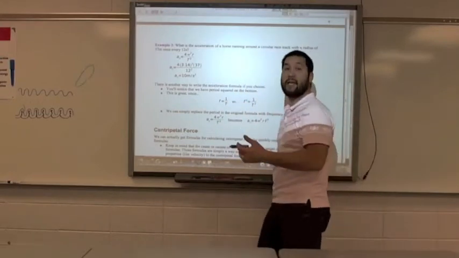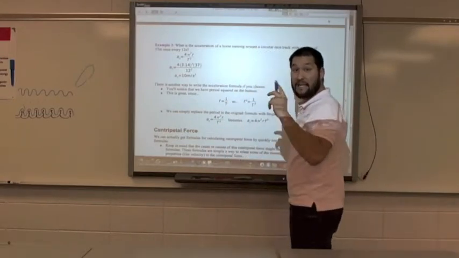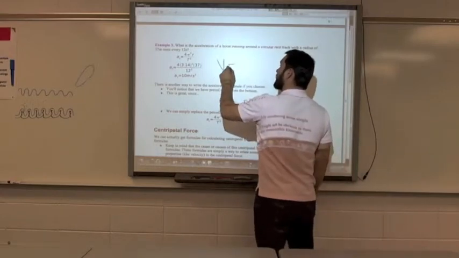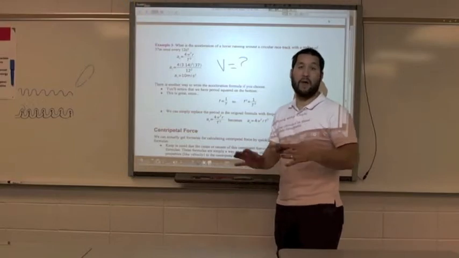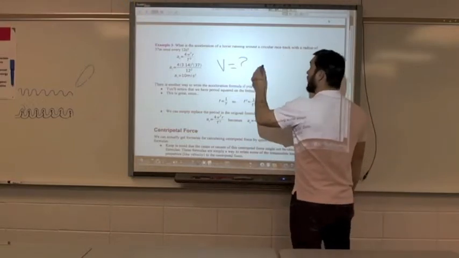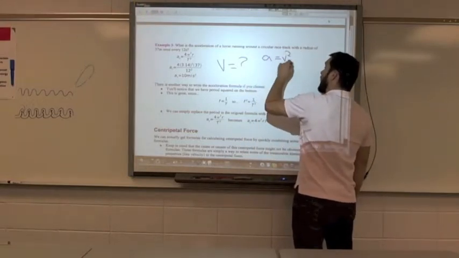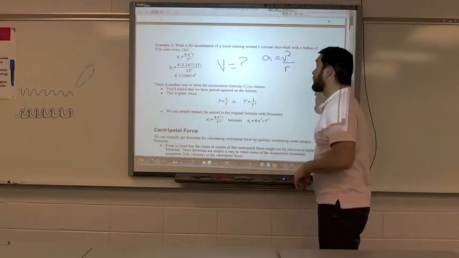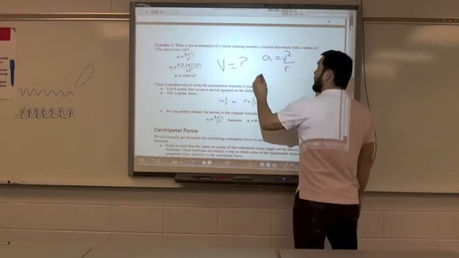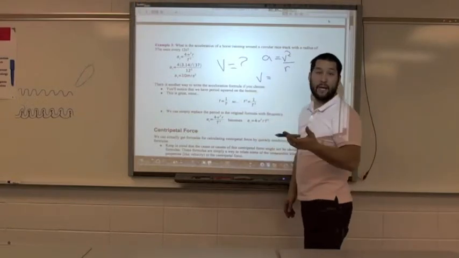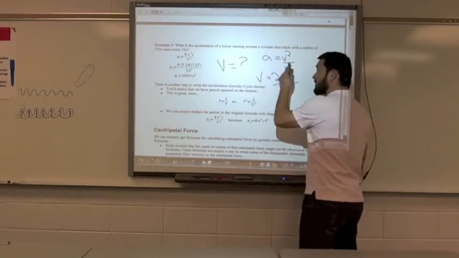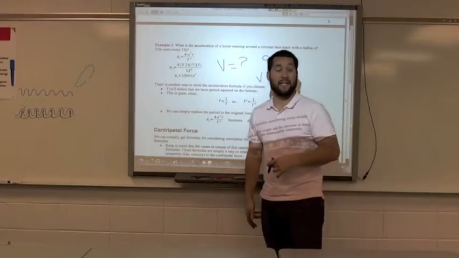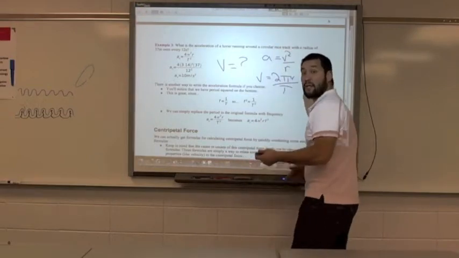One of the key things when you're doing questions is ask yourself this: do they give you velocity? If velocity is present, really you've got one of 2 equations. You're going to do A is equal to V squared over R, or V is equal to 2 pi r over t. Both of those equations have V in it. If you don't have V, you're going to be using one of the other equations.